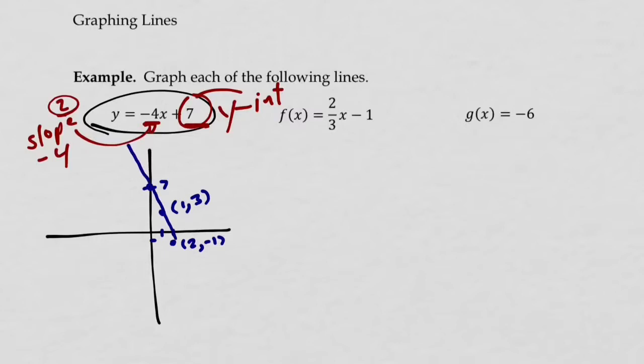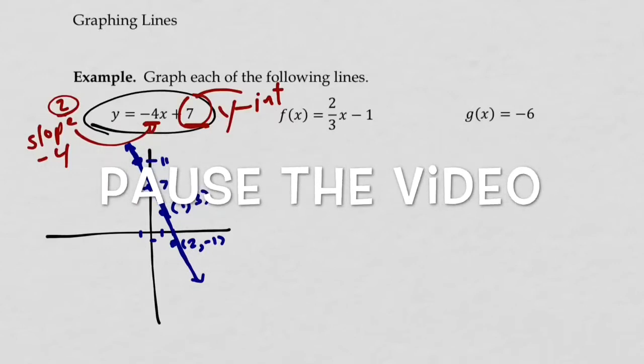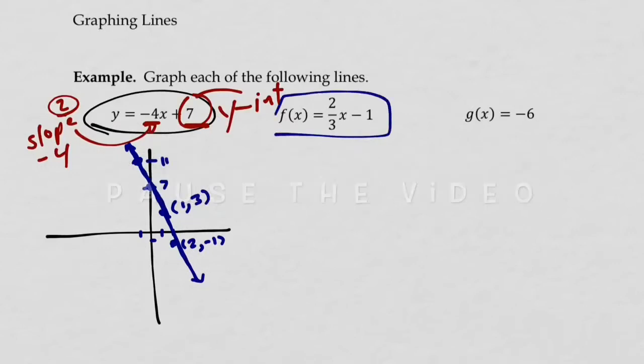If I wanted to identify some additional points, I could go backwards. So if I go to the left 1 unit, then another point on the line would be up here at (-1, 11). Because if I go to the left 1 unit, I'd want to go up 4 to continue that negative slope. So you may want to pause the video for a moment and try this second example.